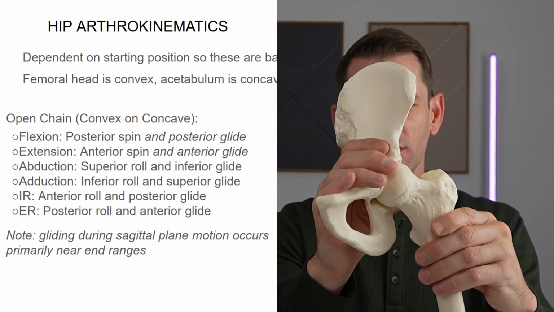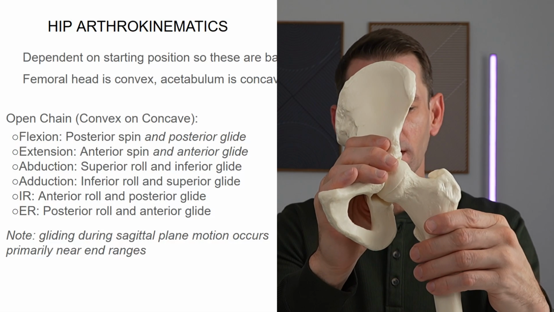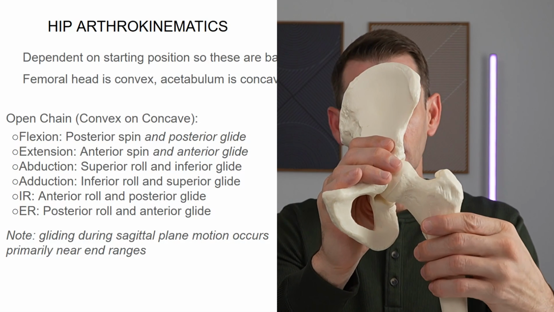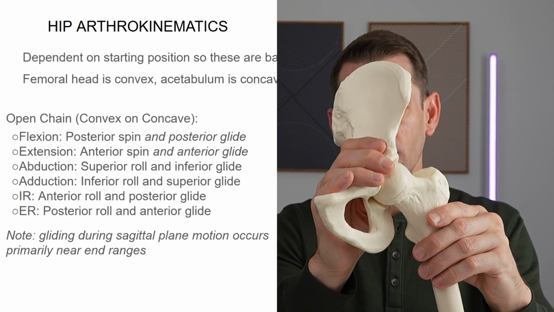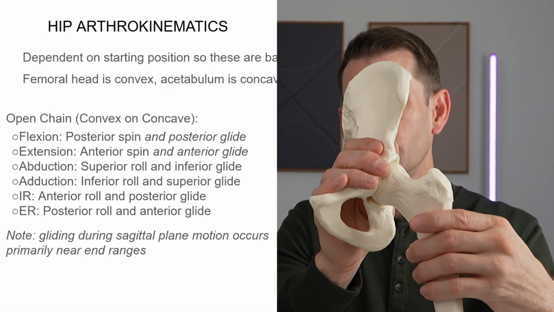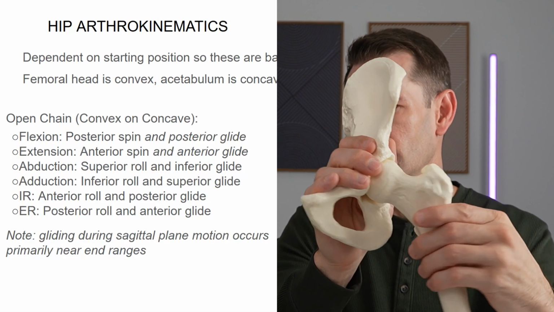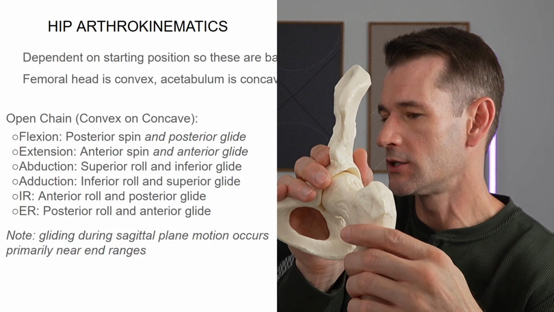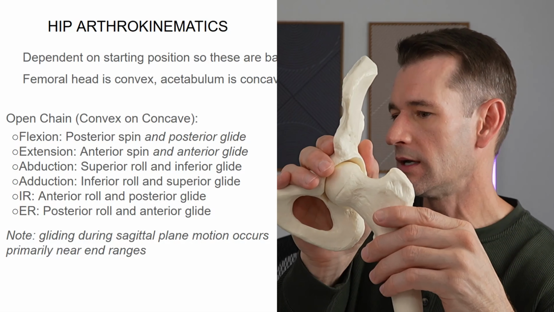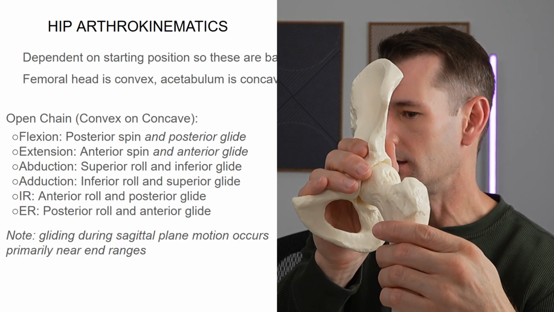External rotation, which is the opposite way, so transverse plane movement away from midline. So we're going to have a posterior roll and an anterior glide. Hopefully you can see that. External rotation, posterior roll, anterior glide to maintain that congruency.